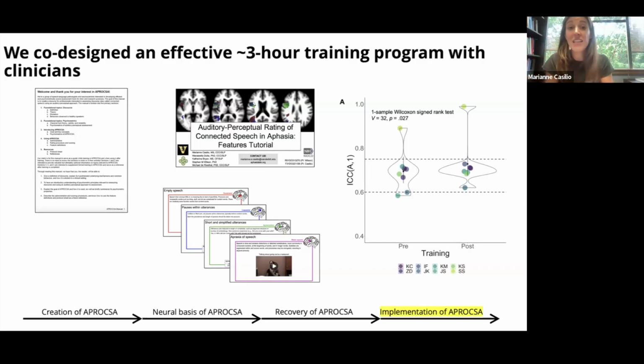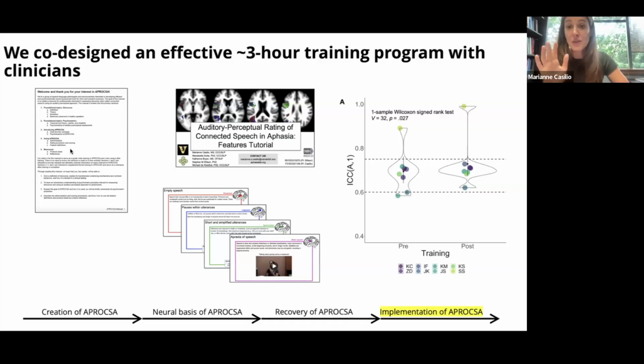And then we wanted to think about, was it effective? Did people actually improve in terms of how reliable they were in using APROCSA? And so how we actually measured this was before training and after training, we had folks rate 6 samples of individuals with chronic aphasia. The first time around, we gave them no instruction. We gave them a brief manual, like, go for it. The second time was obviously after the training.